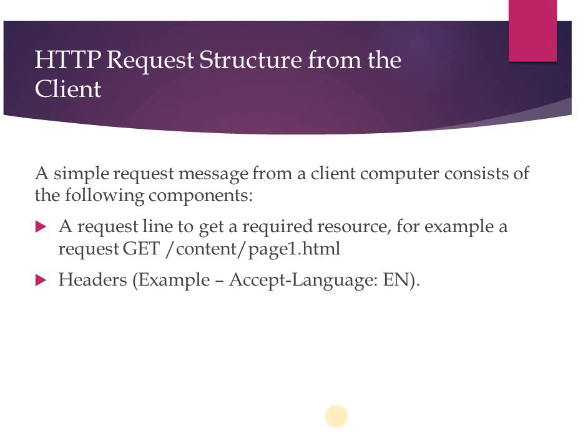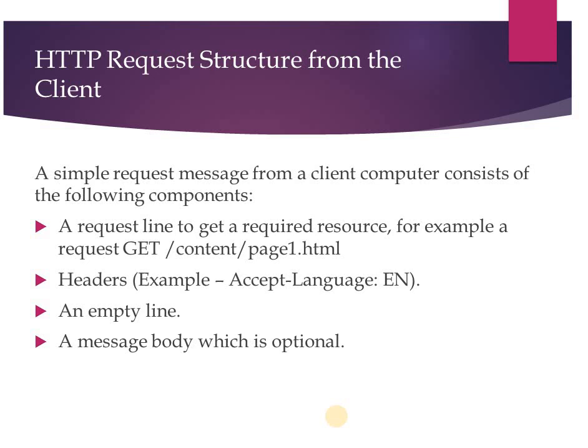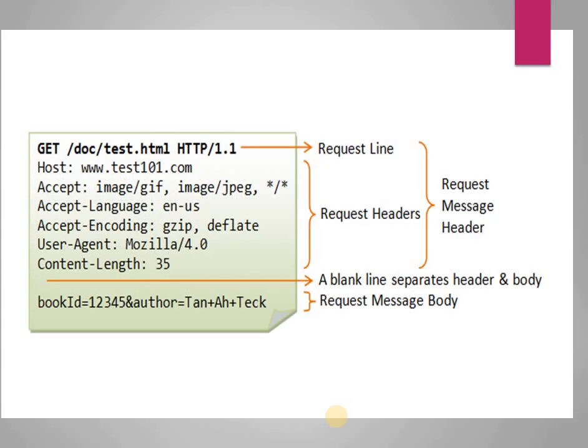After that, there is a header. The header includes some metadata about the request, what kind of data I am looking for, whether it is an image or text or like that, the length, or the accepted language, that is English. After that, there is an empty line, and after that the message body, which is optional in an HTTP client request. So this is just an example of a client side request. So this all is your message request header.